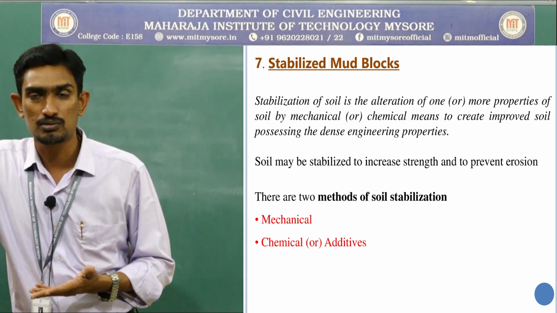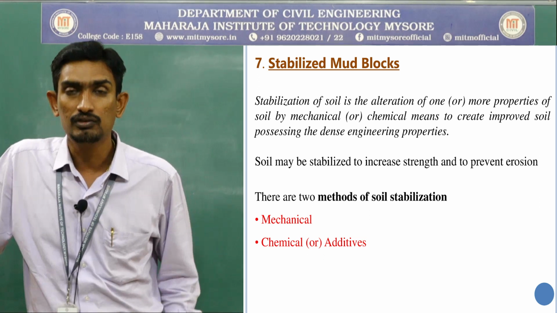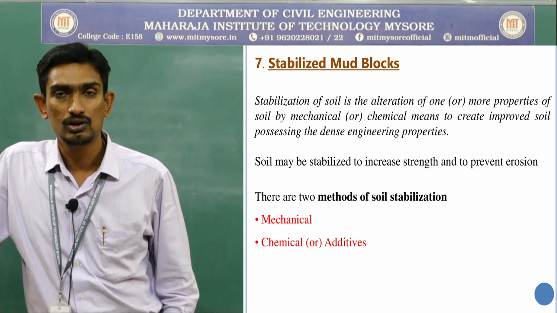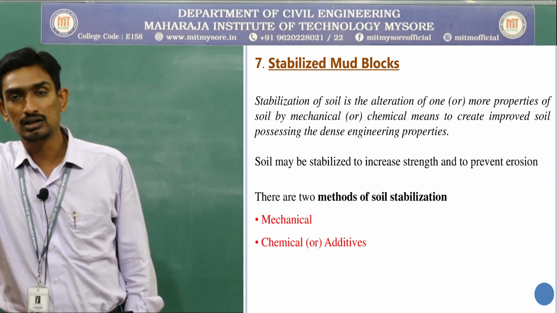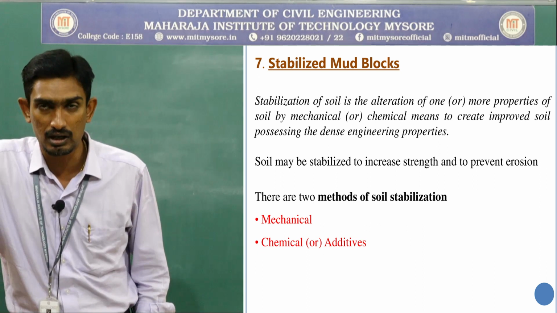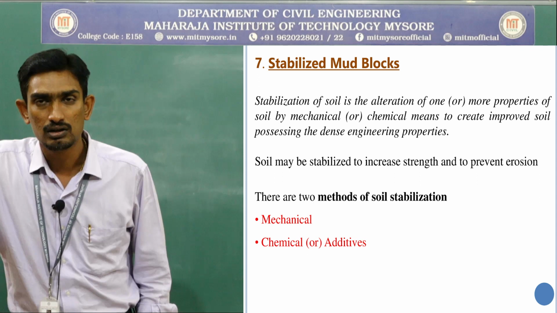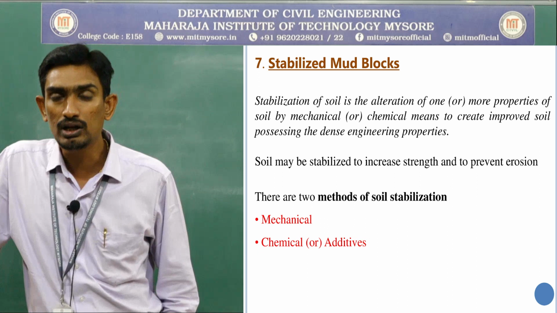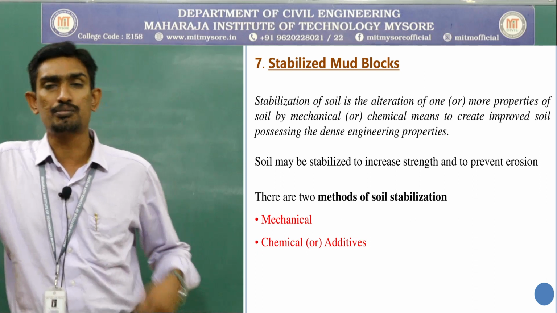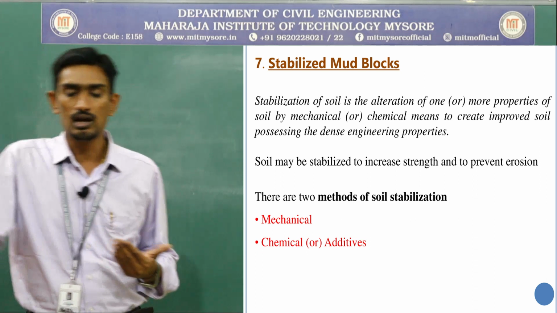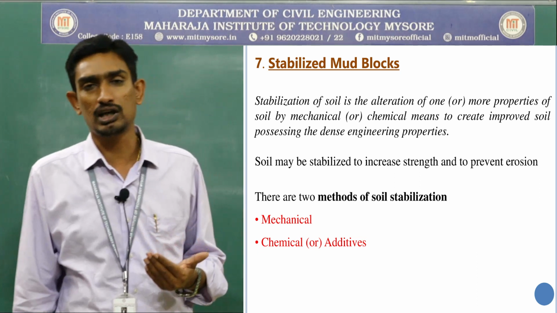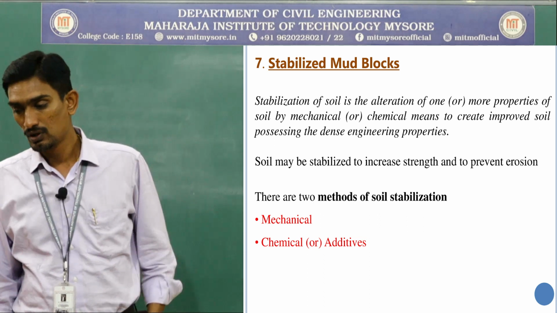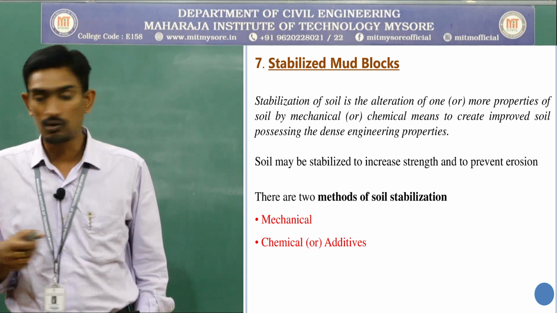By doing this stabilization process, we can prepare a block which is called stabilized mud block. Did you get my point? Adding cement or lime to the soil, that is the chemical way. After addition, we can go with the compaction. By doing these two things, we can achieve the stabilization process. By doing this stabilization process, I can go with the stabilized mud block. So that's what I've highlighted over there.